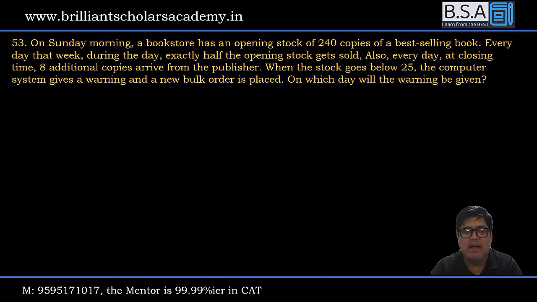Old question. CAT. On Sunday morning, a bookstore has an opening stock of 240 copies of a best-selling book. Every day that week, during the day, exactly half of the opening stock gets sold. Also, every day at closing time, 8 additional copies arrive from the publisher. When the stock goes below 25, the computer system gives a warning and a new bulk order is placed. On which day will the warning be given?